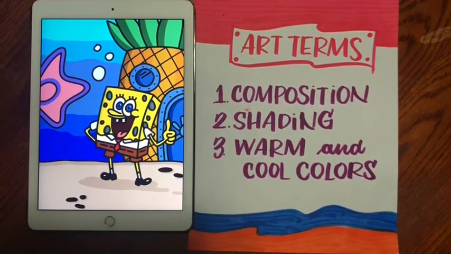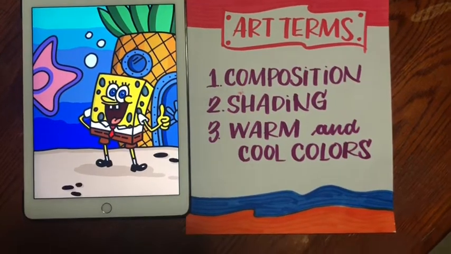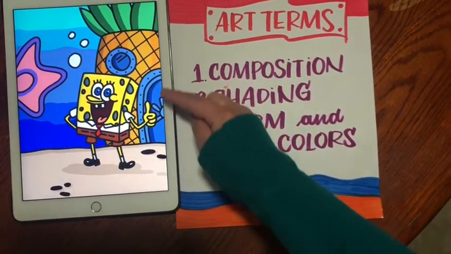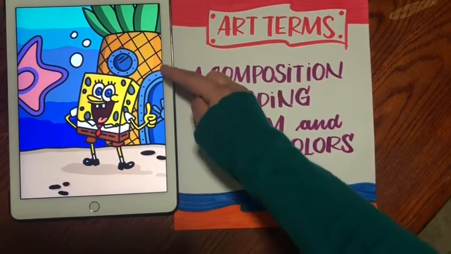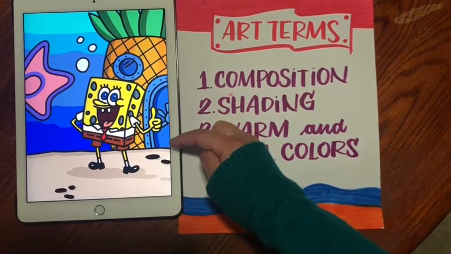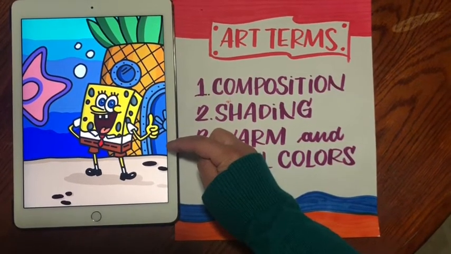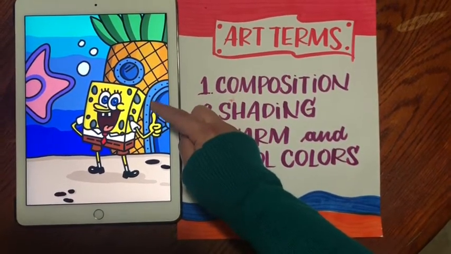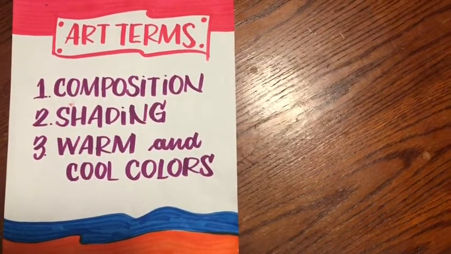When coloring, you can use a darker value of color to create the shading. For example, if you take a look at the door of the pineapple home here, I colored the entire door a light blue or sky blue. And then to create the shadows, I chose a darker value of blue or a navy blue to put on the left side.